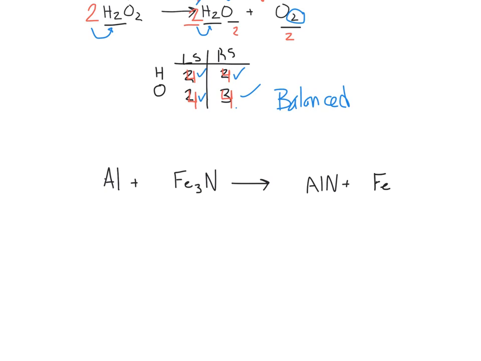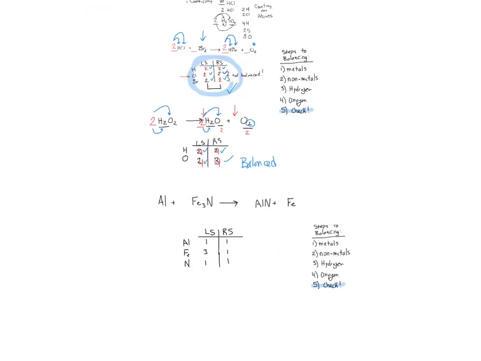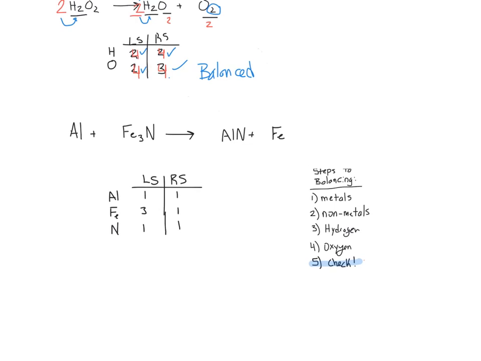So, together, left side, right side, I always set this up. We have aluminum, we have iron, and we have nitrogen. Simply count what we're starting with. We have 1 aluminum, 3 iron, 1 nitrogen, 1 aluminum, 1 iron, 1 nitrogen. And I copy-pasted our steps down here. So here we're working with a bit more.